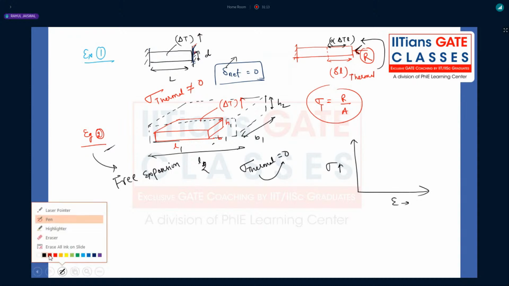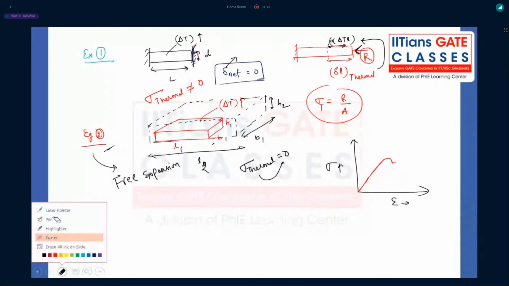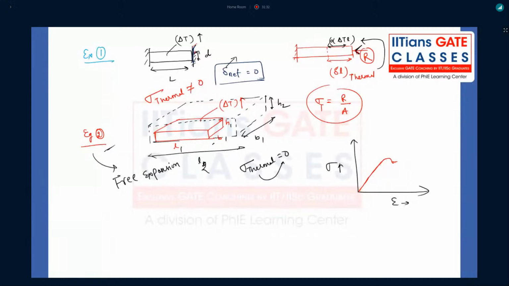when you learn Hooke's law, in that we learn stress will be directly proportional to strain. After that, when you just see, it will be like this. Right? So here is the ultimate point, then the failure point. Up to this point, point A, stress is directly proportional to strain. Then we'll have point B, that is the elastic limit, right?